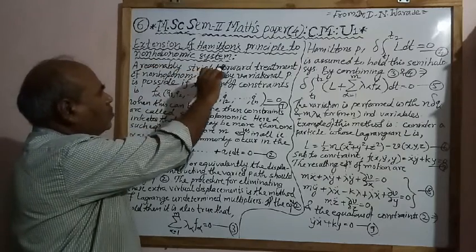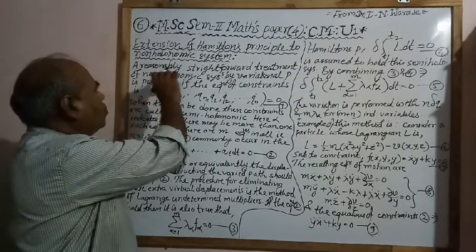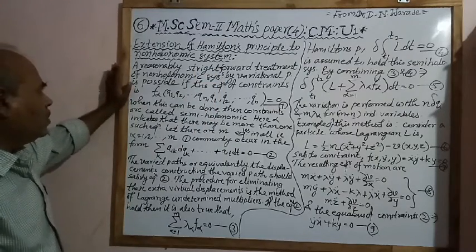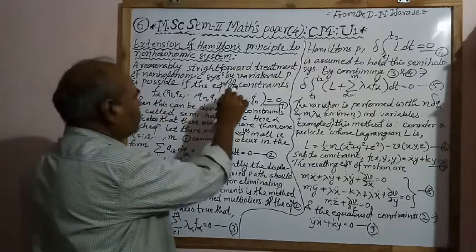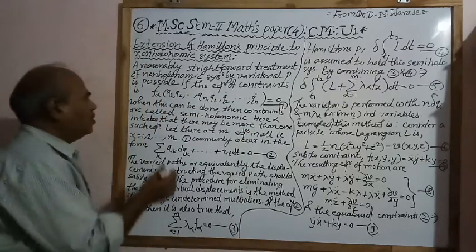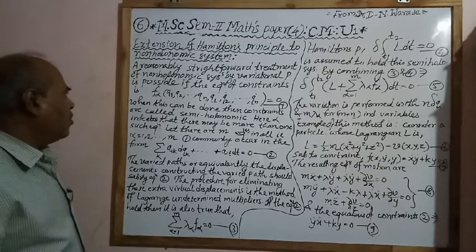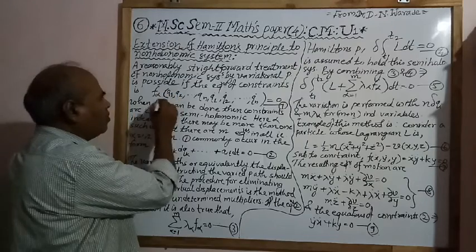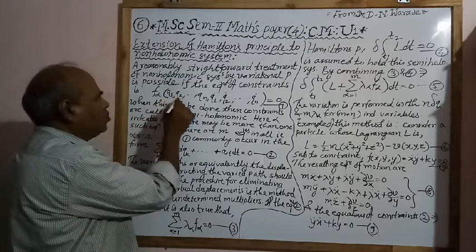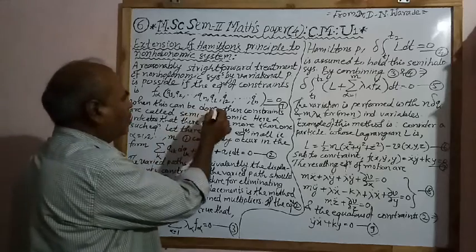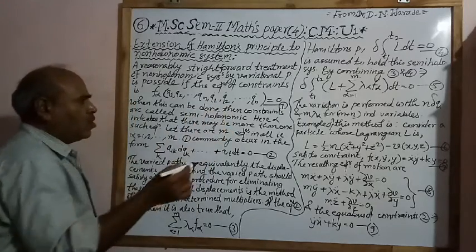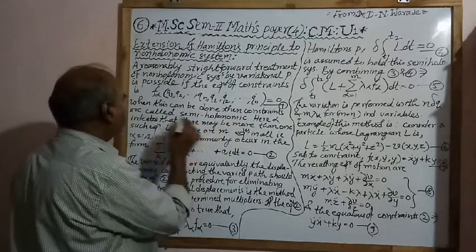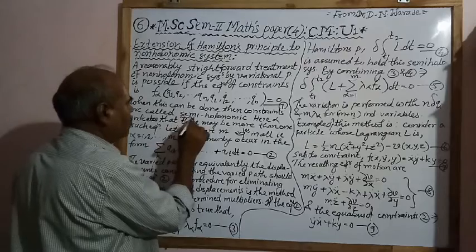Extension of Hamilton's principle to non-holonomic systems. A reasonably straightforward treatment of non-holonomic systems by variational principle is possible if the equations of constraint are expressed as f_alpha, a function of coordinates q1, q2, and so on up to qn, and q1 dot, q2 dot, and so on up to qn dot, equal to 0. Equation 1. When this can be done, the constraints are called semi-holonomic constraints.